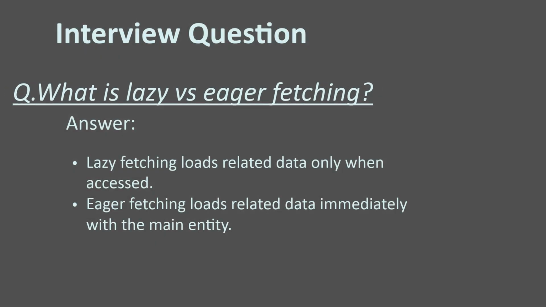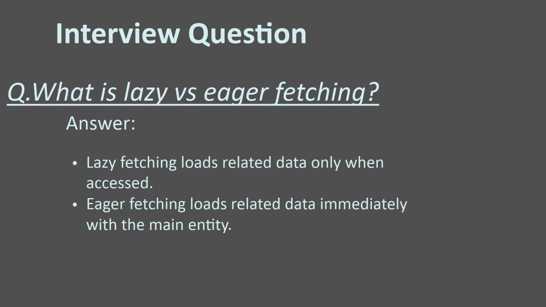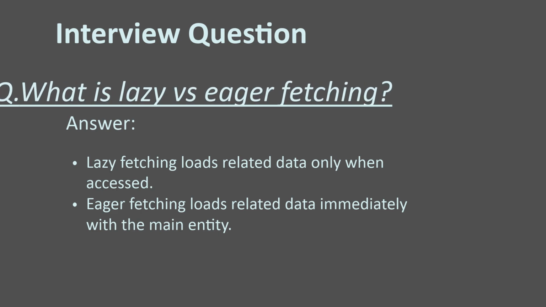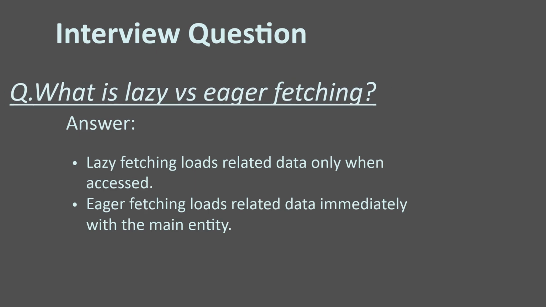Eager fetching loads related entities immediately along with the parent entity. Lazy fetching improves performance by avoiding unnecessary data loading, while eager fetching ensures that all related data is available immediately.